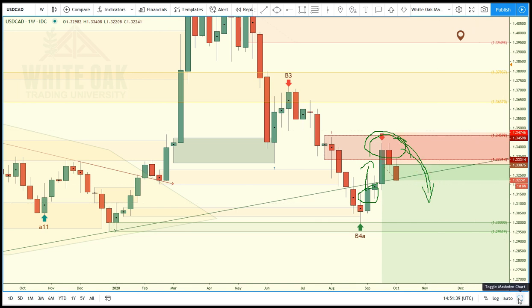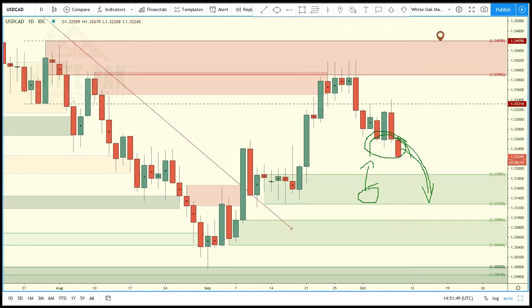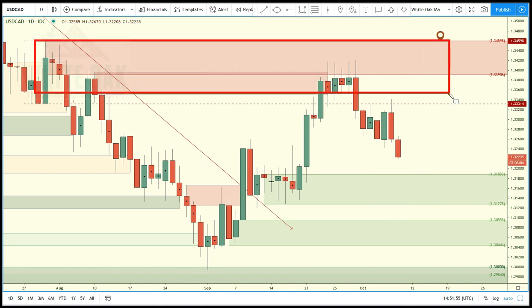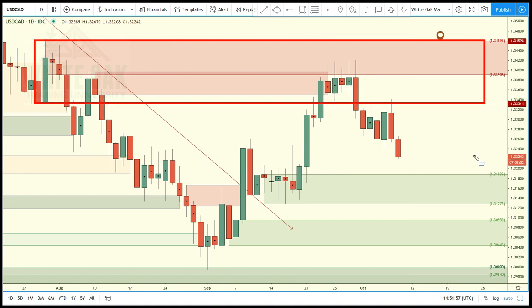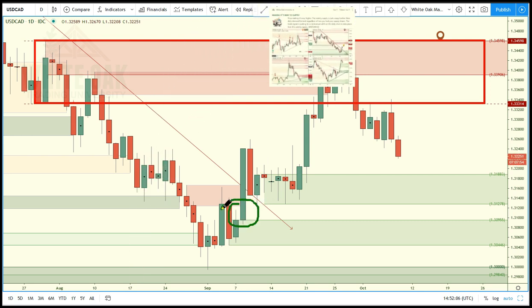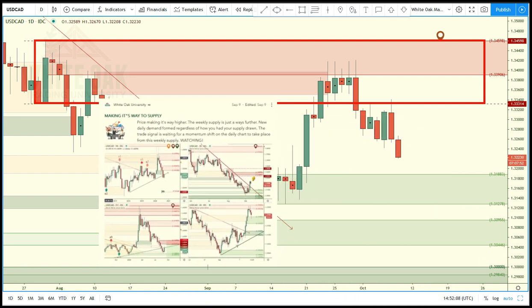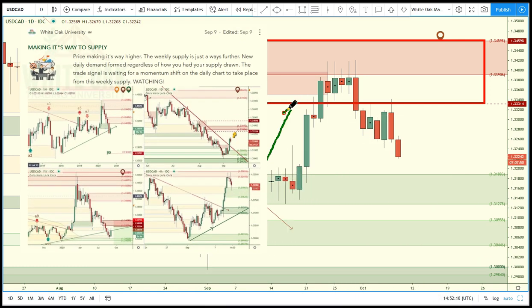All right, so let's take a look now at the daily chart, and that supply zone that we had on the weekly is up here, like this. Okay, that is it. And so on the forum, I posted when price was down here that price was going to head up higher like this, and that's exactly what took place.